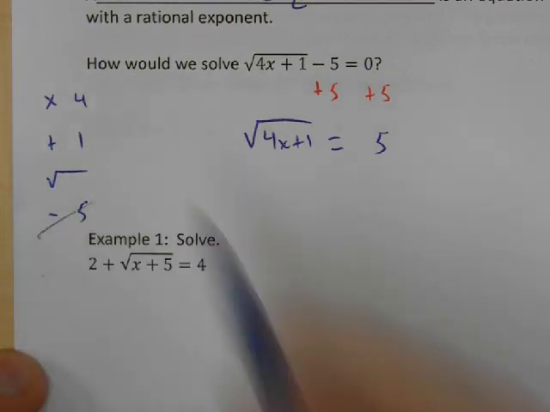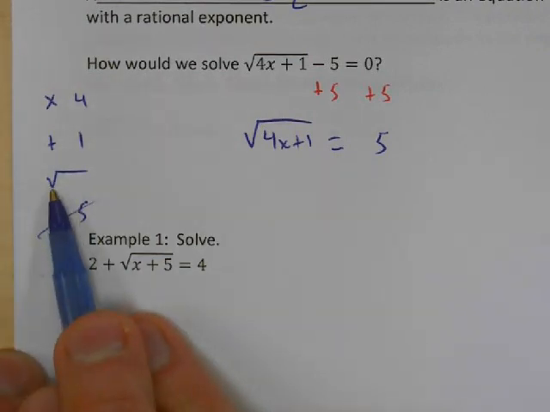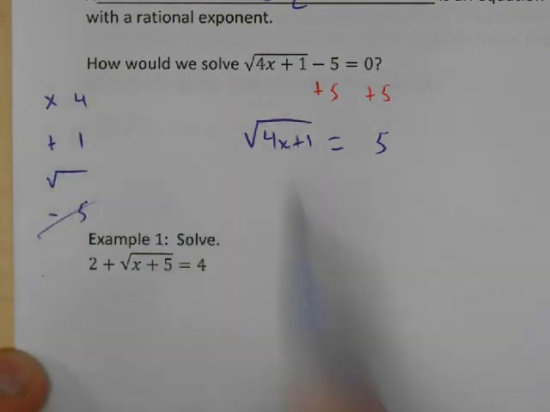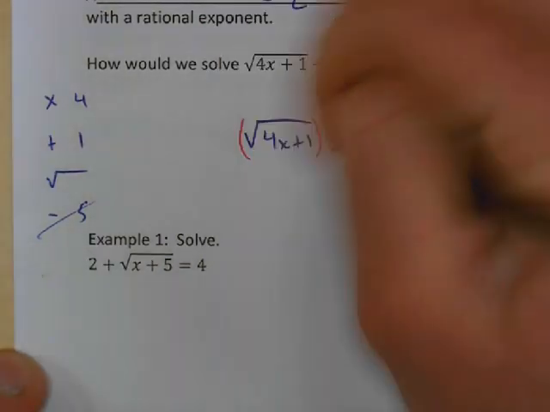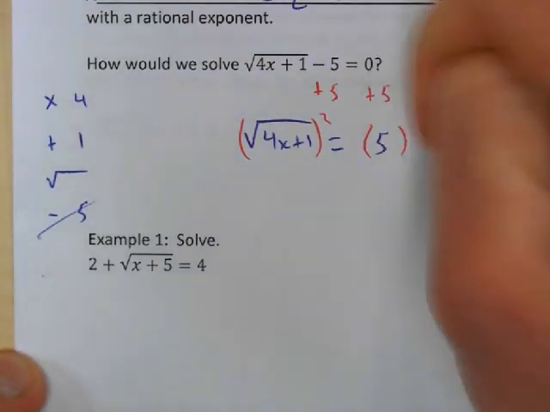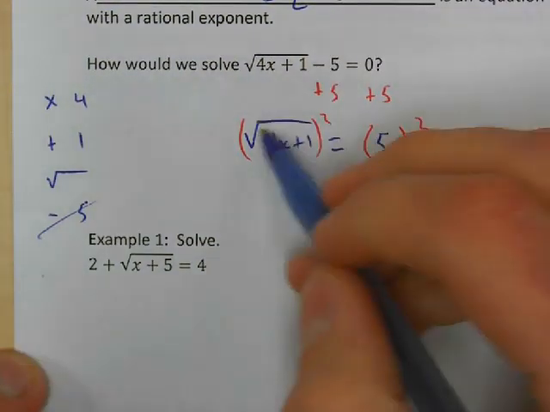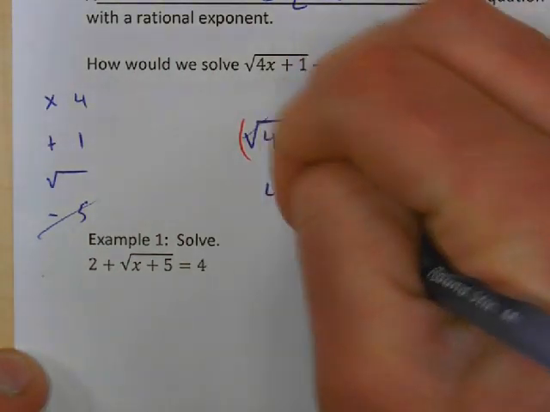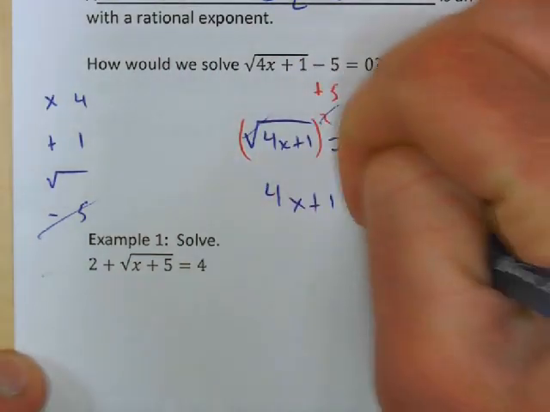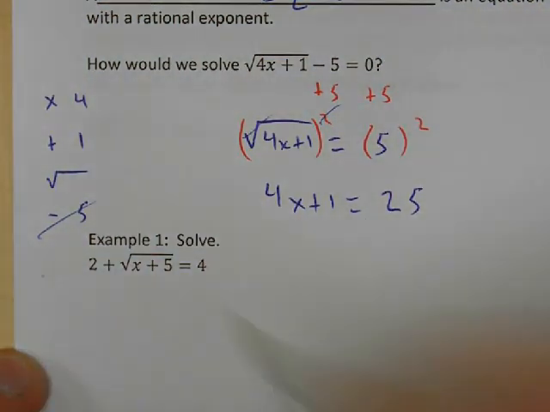Next, what do we want to do? We want to do the opposite of square rooting both sides of our equation, which is squaring both sides, and that's going to get rid of that radical. So I want to square both sides. The exponent and the radical are like inverses, so they pretty much cancel each other out. And we get 4x plus 1 equals 25.